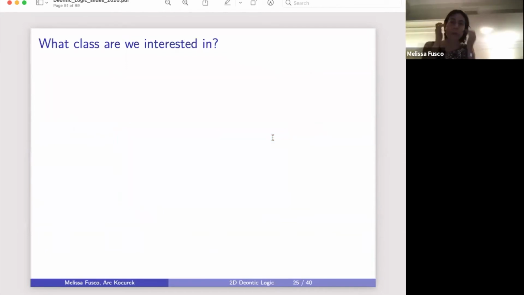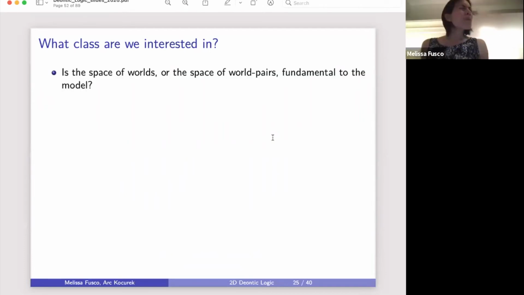But let me say a little bit more. What class are we interested in, right? So we can approach the other thing I was interested in for this project by asking the following question: is the space of worlds or the space of world pairs fundamental to the model? The reason I say that is because we generated a matrix frame by just taking some set, whatever it is, and crossing it with itself to make this array. But the set of worlds that you throw into a modal model is supposed to represent something important. It's supposed to be the space of possibilities.